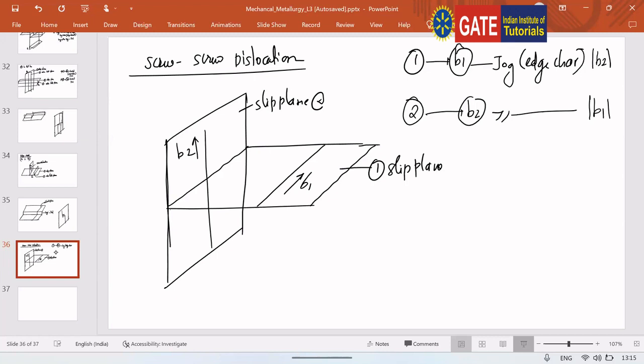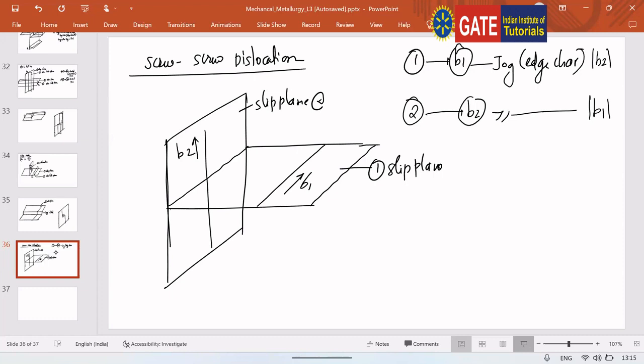So basically, because of these jogs, what is happening? Dislocation is not able to move freely, and that is why it is increasing the strength of the material. In tomorrow's class, we are going to study the strengthening mechanism, and that is the reason behind it. Because of these jogs and kinks, dislocation cannot move freely, and it makes the material harder.